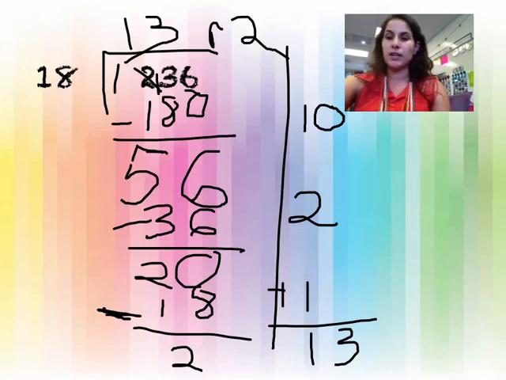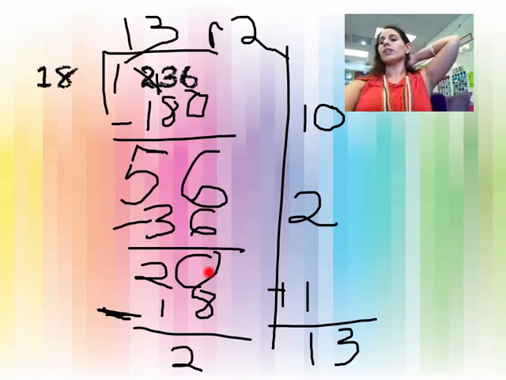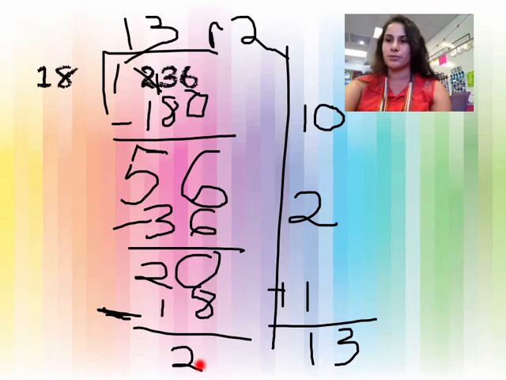So to go over that one more time, when you're subtracting partial sums, you subtract a multiple of your divisor. I did 18 times 10, which is 180. You subtract it, and then you do that again. I can't subtract 180 because that would be too much, so I'm going to subtract 2 times 18 instead of 10 times 18, which is 36. Now I have 20, and I subtract 1 multiple of 18. 18 times 1 is 18. And I get my remainder of 2.